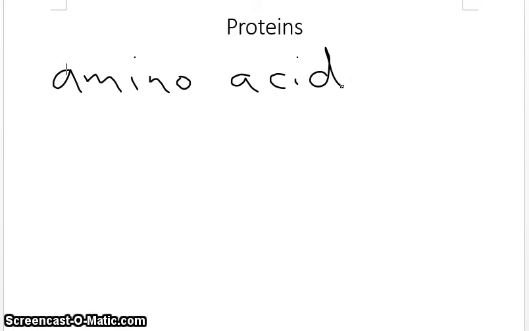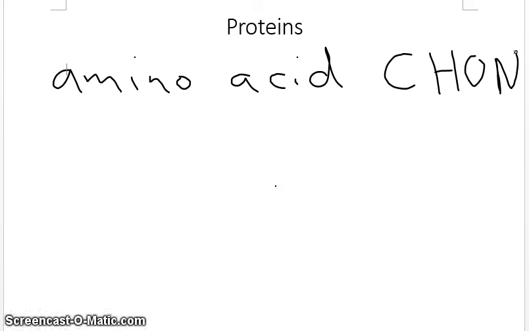The elements in proteins are similar to carbohydrates in that they contain carbon, hydrogen and oxygen. All proteins also contain nitrogen. Some proteins contain other elements such as sulfur and phosphorus as well. So what is an amino acid?